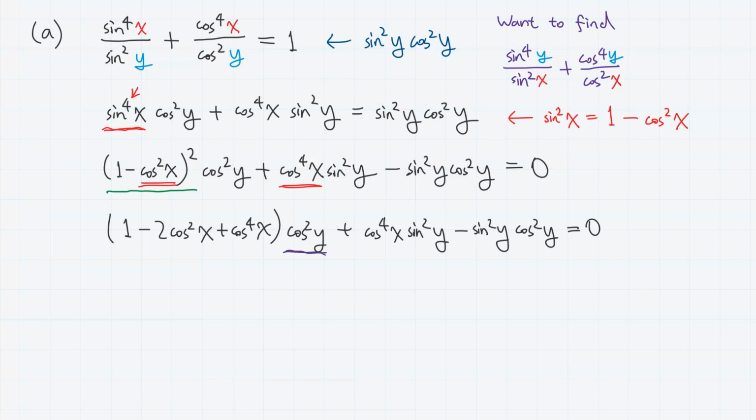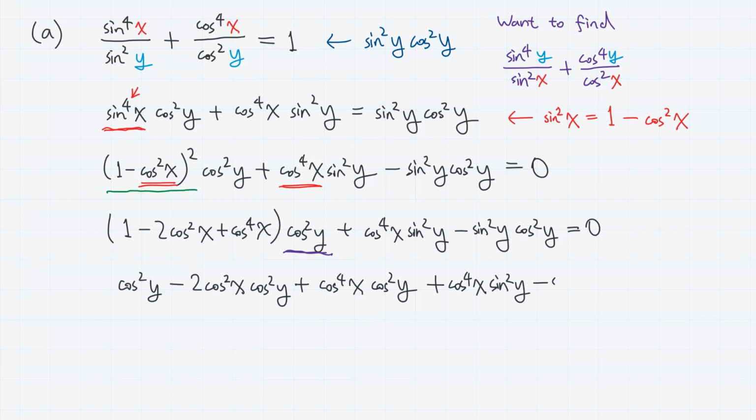So by distributing this cosine squared y, we have cosine squared y minus 2 cosine squared x cosine squared y plus cosine to the power of 4x cosine squared y, and the remaining terms plus cosine to the power of 4x sine squared y minus sine squared y cosine squared y equals 0.